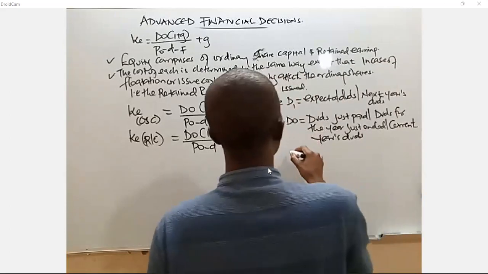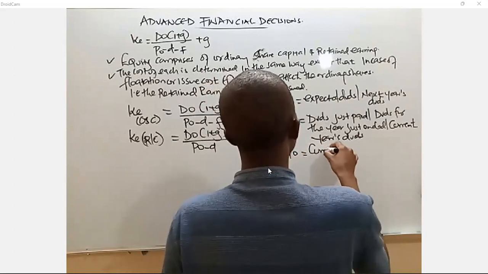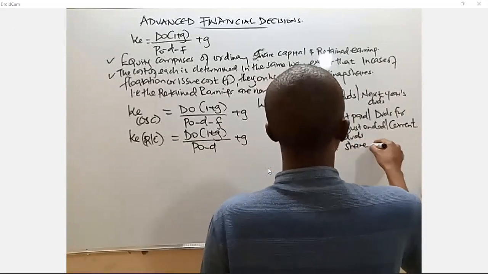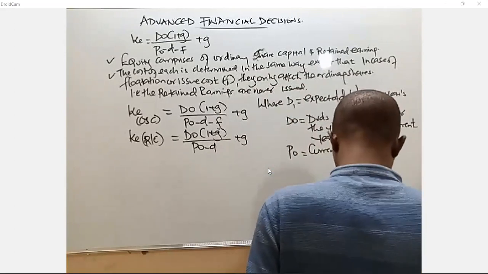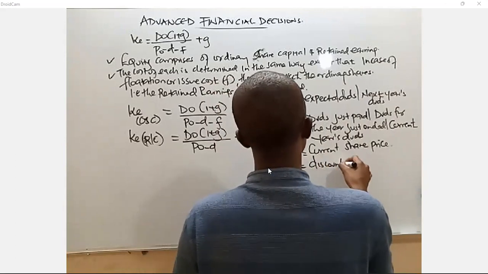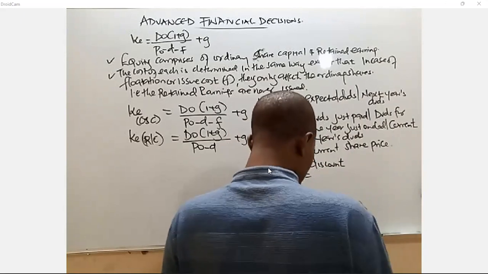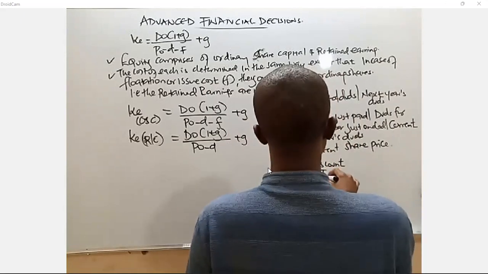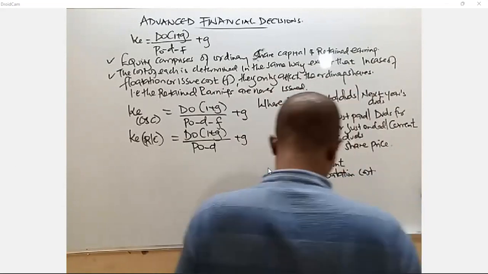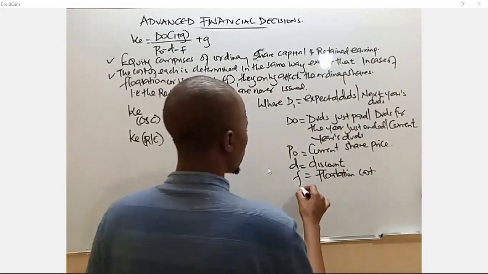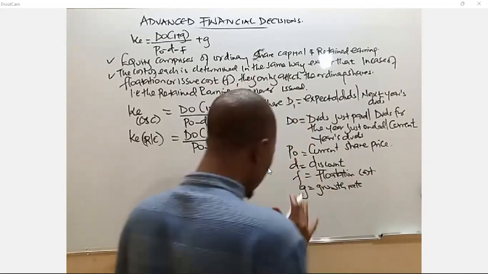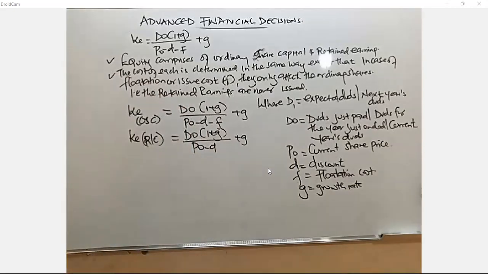Then we have P0, which is the current share price. We have D, which is our discount. We have F, the flotation costs. Then we have our growth rate here, which are some basics which we are borrowing from earlier.